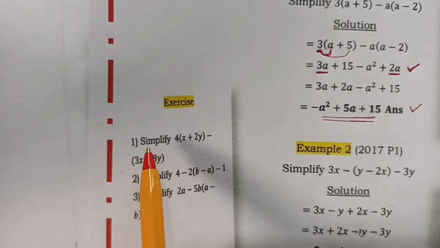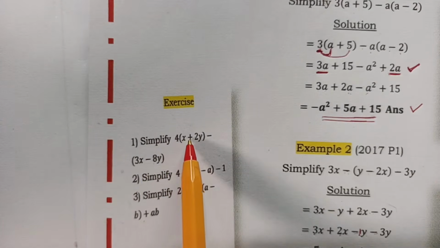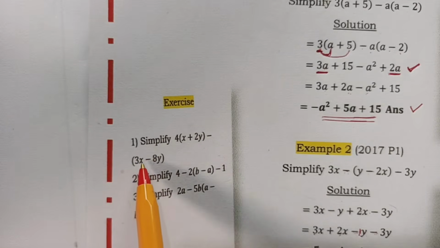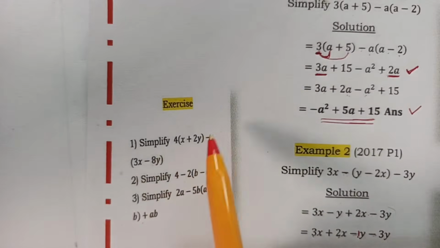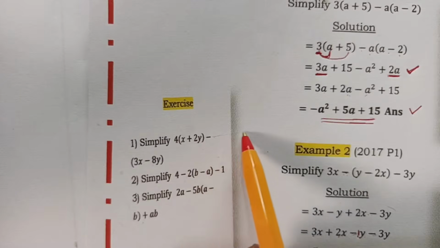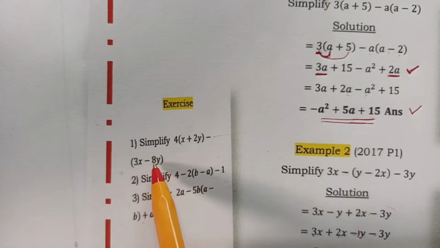So let me read the question for you. Simplify 4 open bracket x plus 2y close minus open bracket 3x minus 8y close. So try to simplify this one. I ran out of space, that's why this part is here, but it was supposed to continue. After minus, open bracket 3x minus 8y.